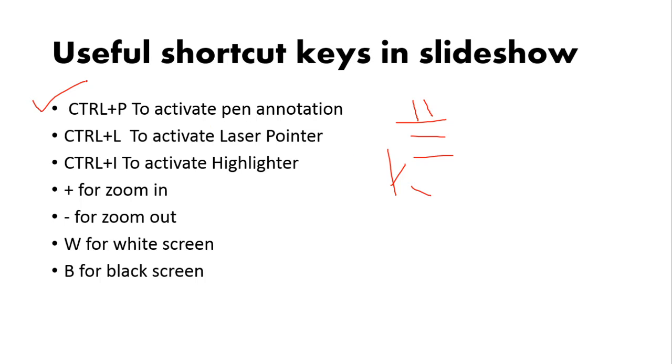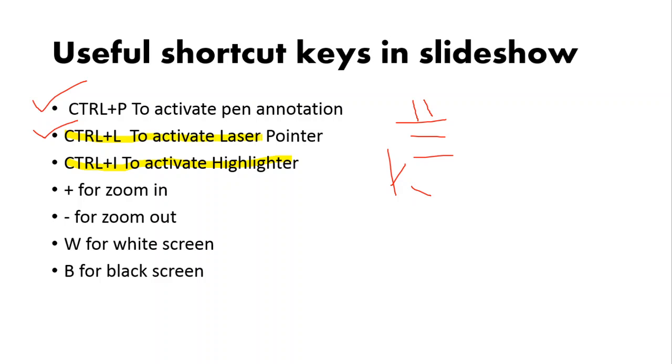So this is done. The second tip is to activate the laser pointer. To do it, I need to hold the Control key, and with the Control key I need to press L. And now we have the laser pointer activated, as you can see. So now the second one is also done. The third is to activate the highlighter. I need to hold the Control button down and press the I key. When I press Ctrl plus I, the highlighter has been activated.